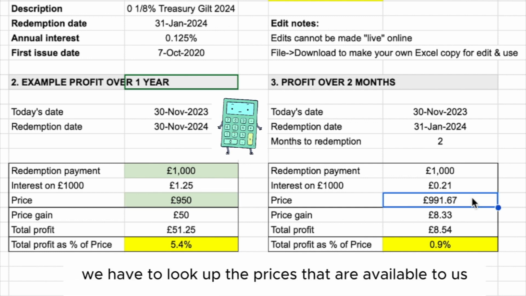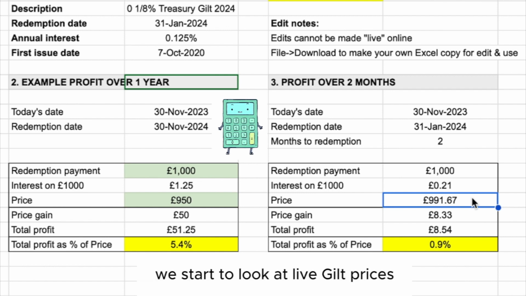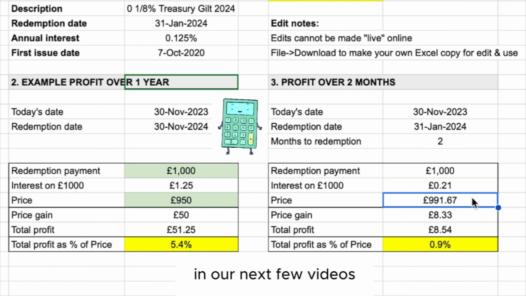In practice, we have to look up the prices that are available to us at any particular time, much as we have to look up the interest rates on savings accounts for banks as they change over time. We'll start to look at live gilt prices in our next few videos.